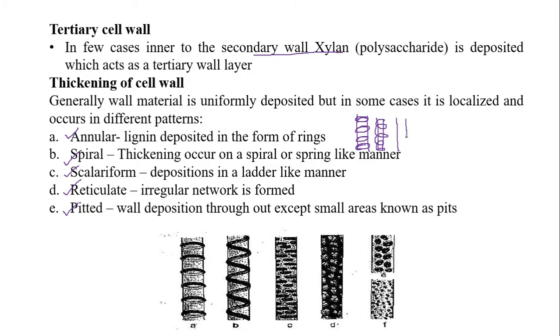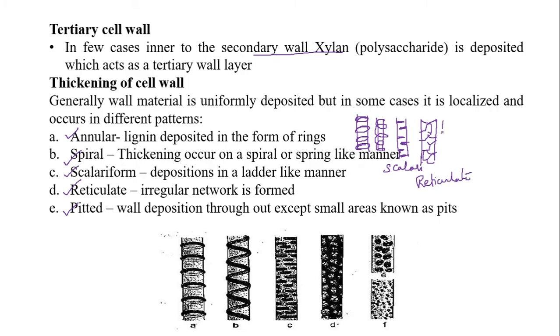In certain cases, the wall deposition is laid down in the form of a ladder. It appears like a ladder. This thickening is called scalariform thickening. In some cases, the vessels show secondary wall thickening, or the cells show secondary wall thickening, where it forms a network. This network-like arrangement or deposition of secondary wall is called reticulate thickening.